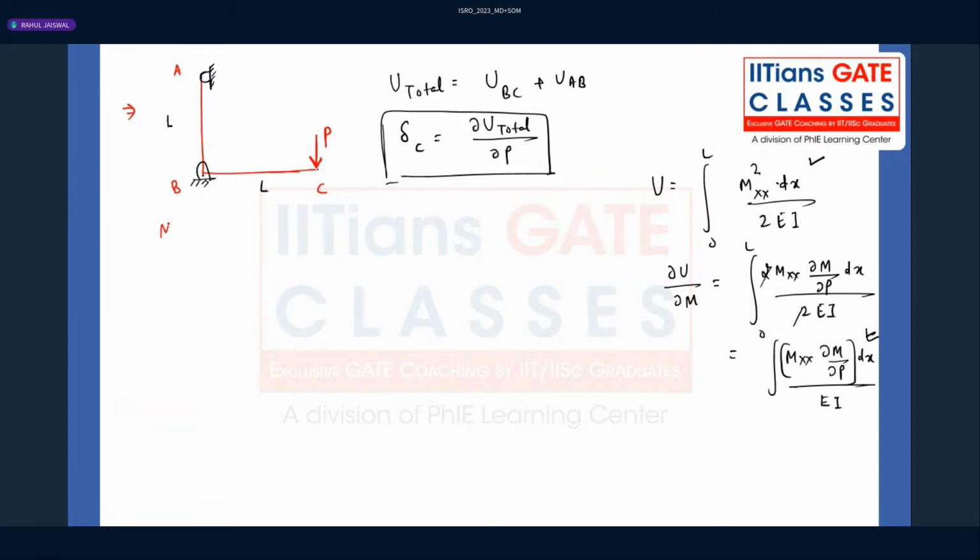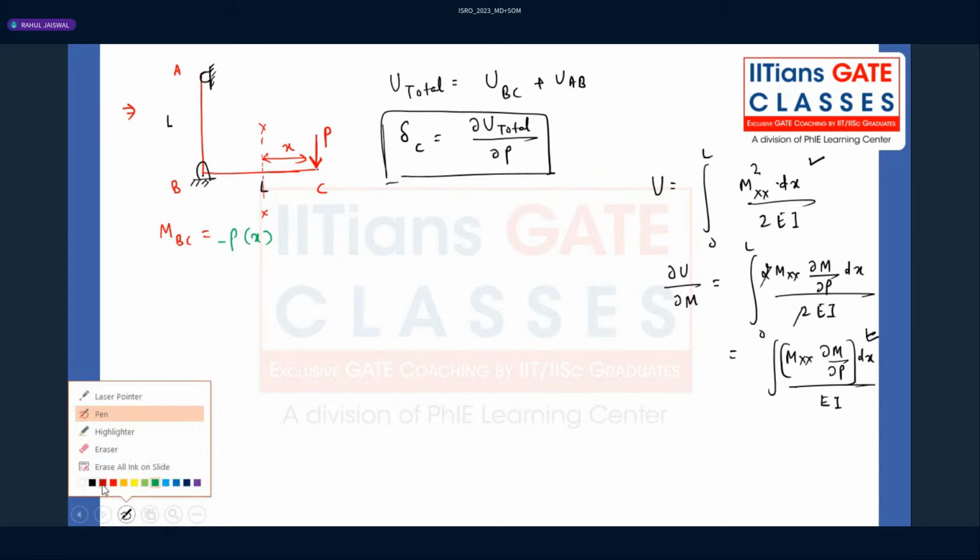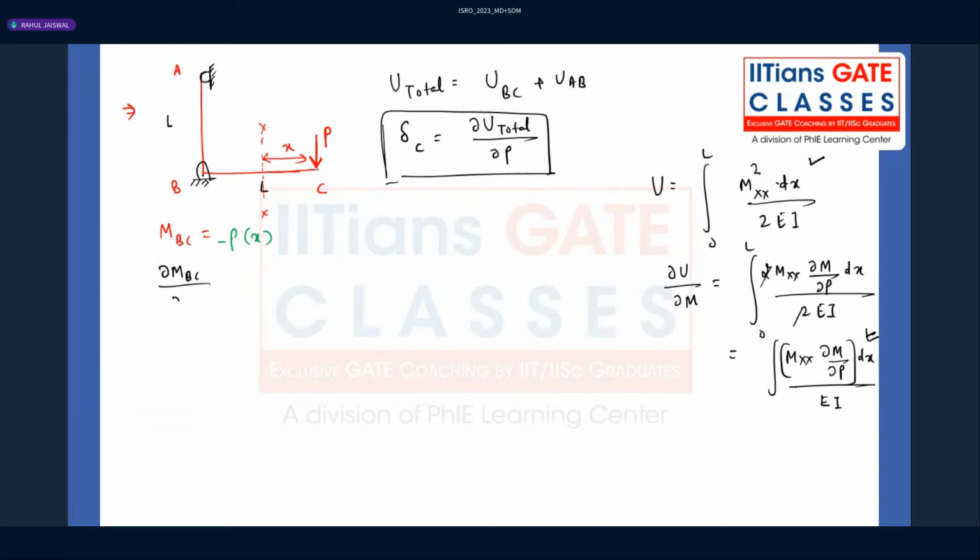First, calculate the bending moment in the BC member. Take any section at a distance x. You get minus P into x. Why minus? Because according to our sign convention, it is negative; it is a hogging bending moment. You differentiate with respect to the load P, and you will get minus x. That is done.